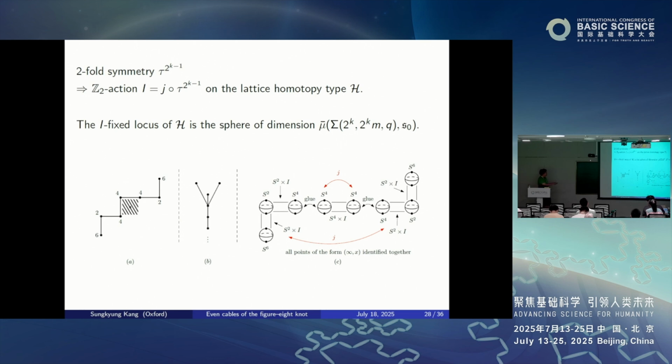And how this involution basically acts is it swaps the left side and right side, which means that for this action on the lattice homotopy type, the fixed locus is a sphere of dimension exactly the Neumann-Siebenmann invariant for the spin structure.